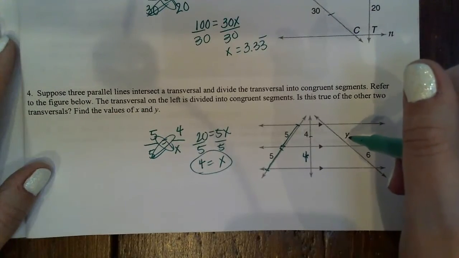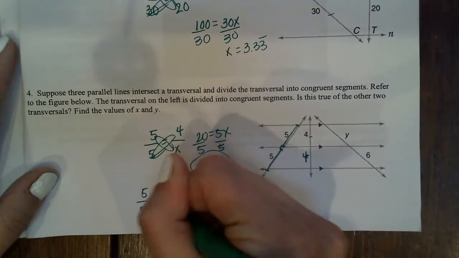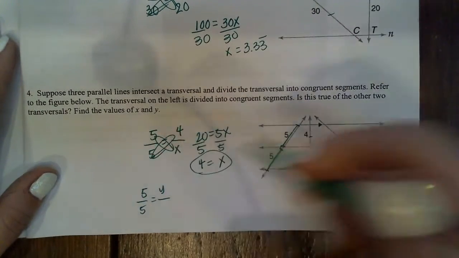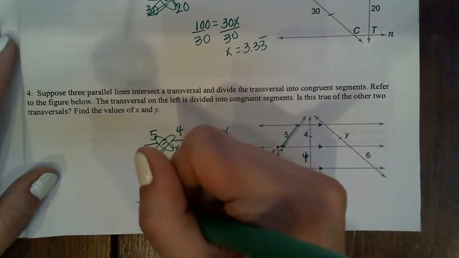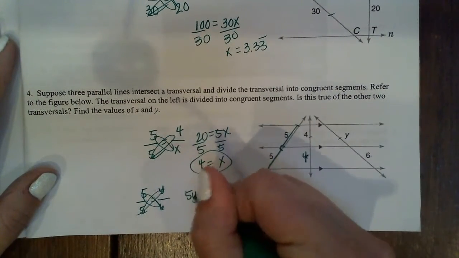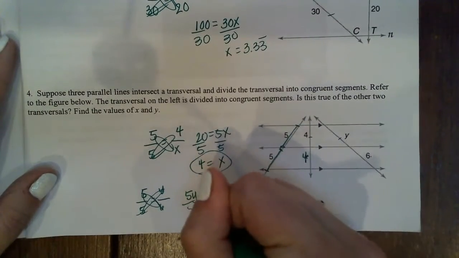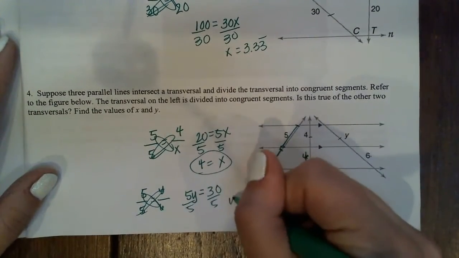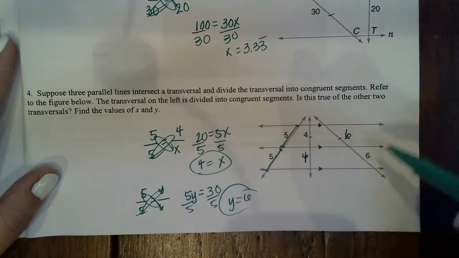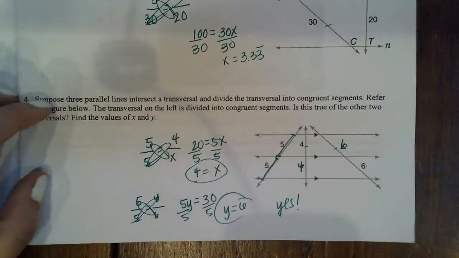The next one, y is what I need to find. Make another proportion, 5 over 5, and the top part is y. My bottom part is 6. I'm going to cross multiply. I have 5y equals 30, divided by 5. Get y equals 6. So, yes, it is true for these other transversals.